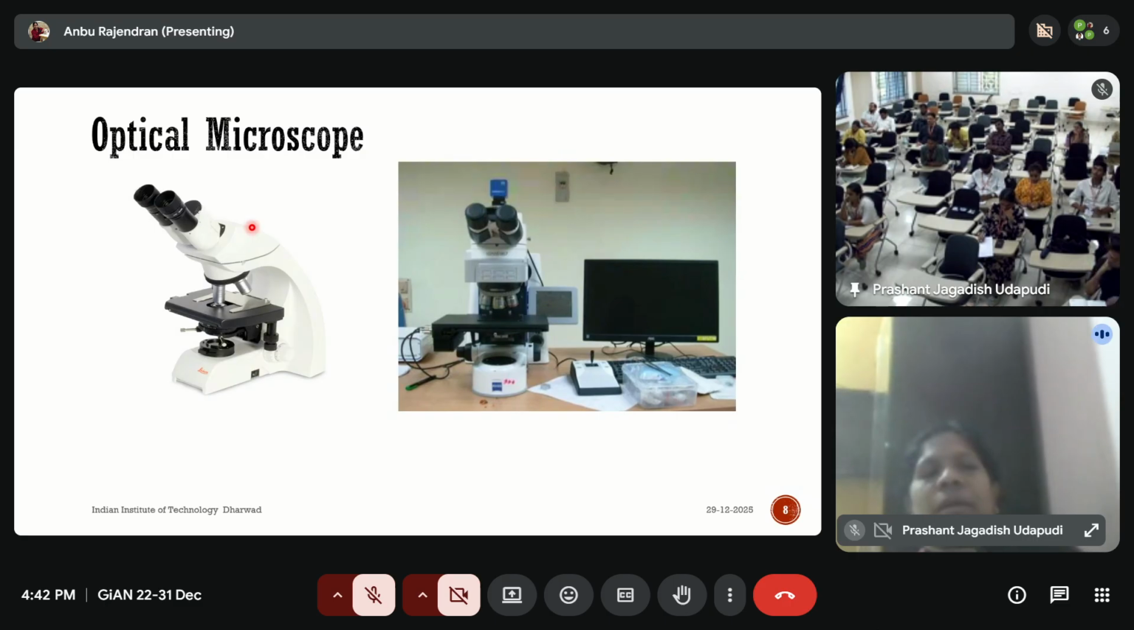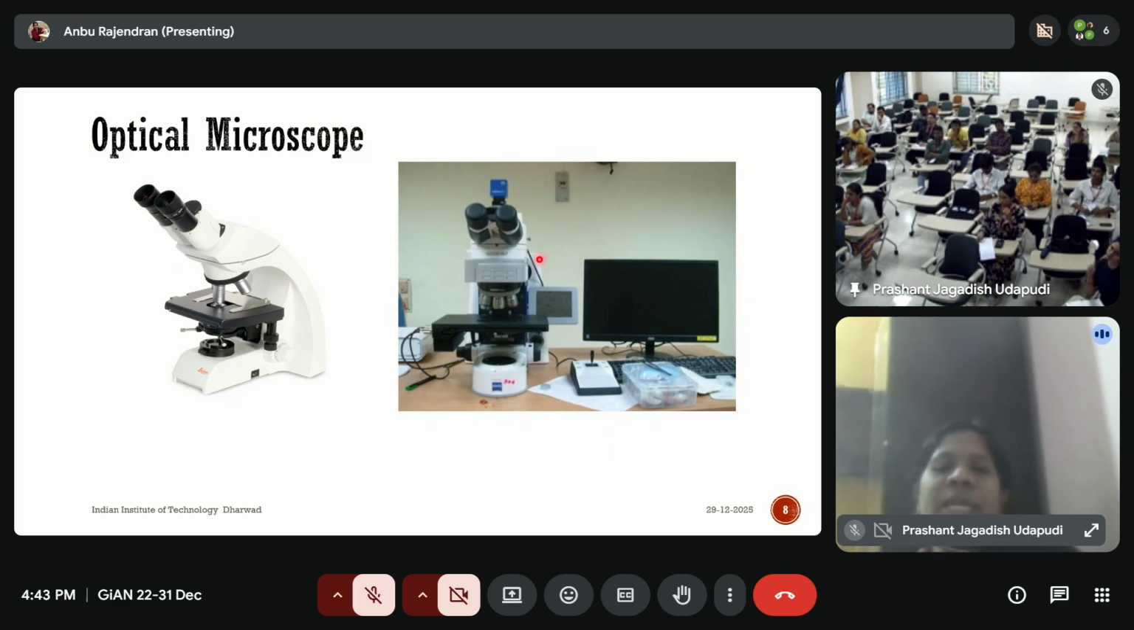So the basic microstructure analysis equipment is the optical microscope. The optical microscope can give major details. Most of the details can be obtained by this. Okay. So the standard sample preparation procedure I mentioned is required for taking the microstructure using the optical microscope. Okay. So the optical microscope basically will give you the microstructure.